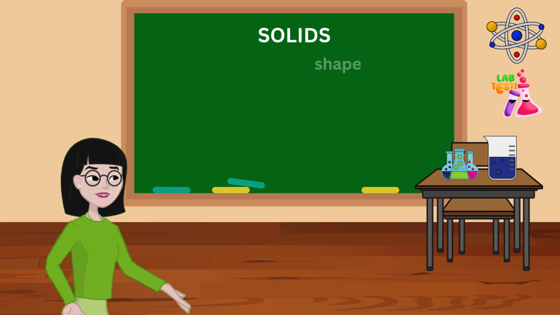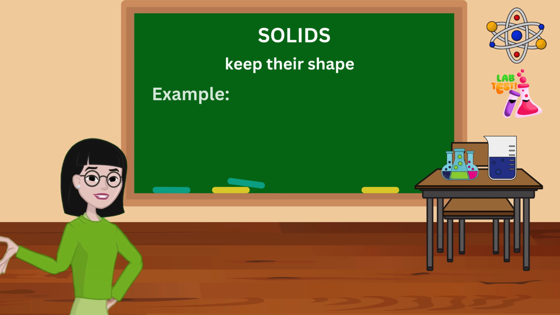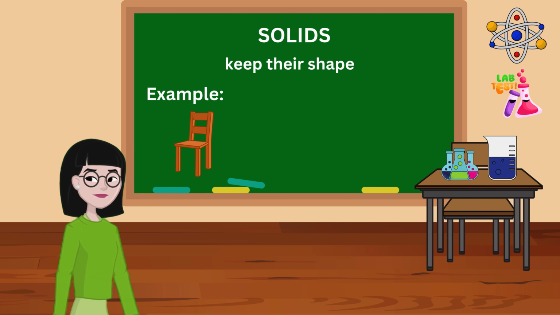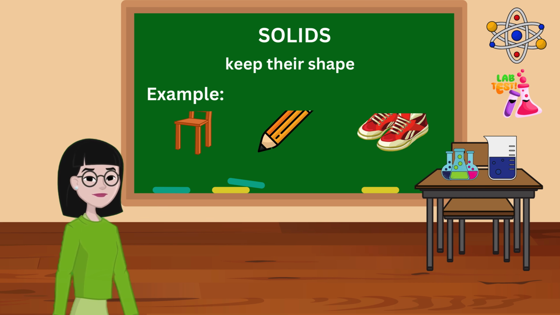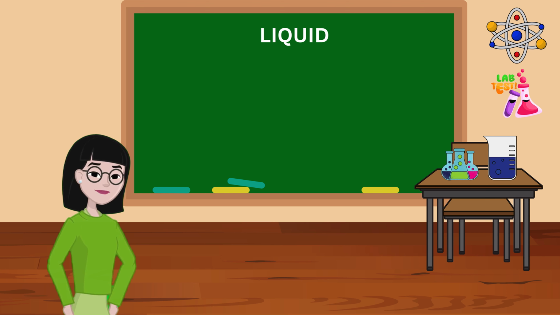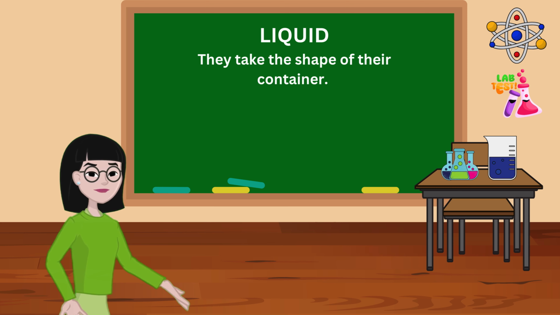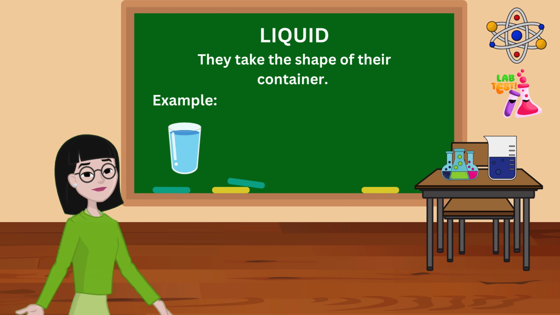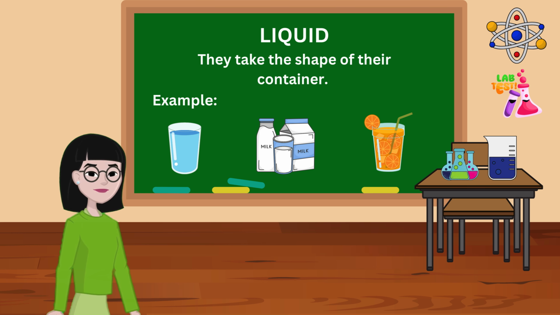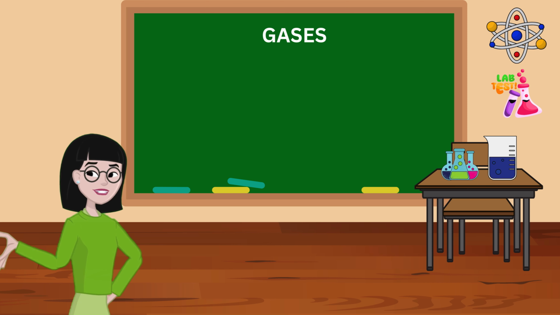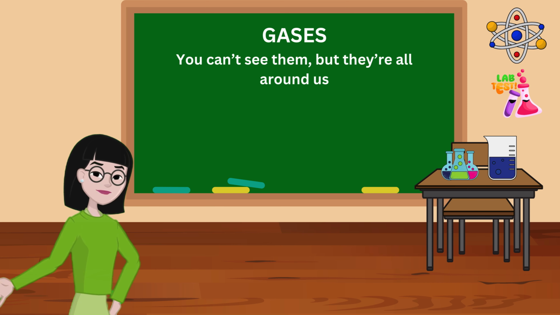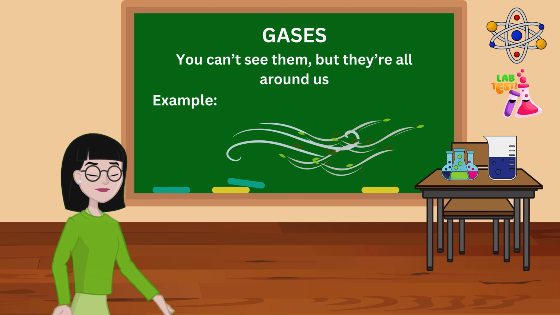Solids keep their shape. For example, chair, pencil, and shoes. Next, liquids. They take the shape of their container. For example, water, milk, and juice. And last, gases. You can't see them, but they're all around us. For example, air.